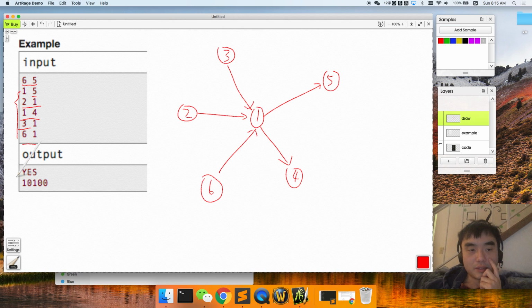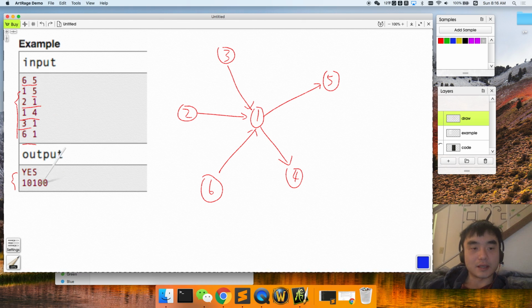And what's the output here? We need to redirect these edges, right? And make sure that there are no paths that exceed the length of 2, right? For example, if we take the edge 3 to 1, we can find a path 3 to 1 and 1 to 4. So that's a path that has a length greater than 1, right? So we should redirect these edges to make sure that doesn't happen, right? So how do we do that?